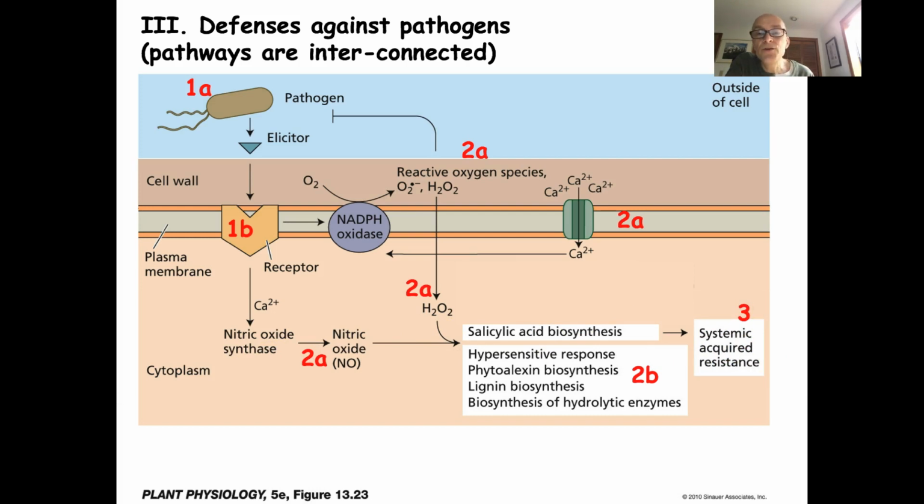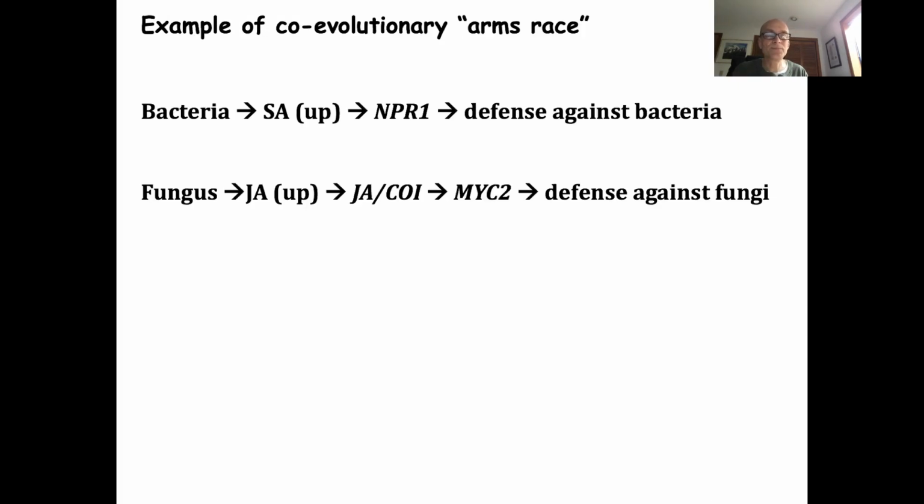Okay, so I wanted to show you one example where this co-evolutionary pathway between plants specifically evolving to produce receptors that recognize specific elicitors can also lead to the production of certain compounds in the bacterium that then take advantage of certain plant pathways. Let me show you what I mean. So here's an example of what I call a co-evolutionary arms race.